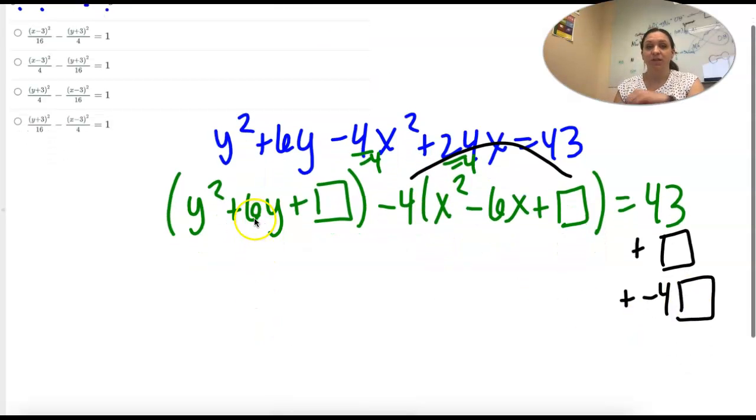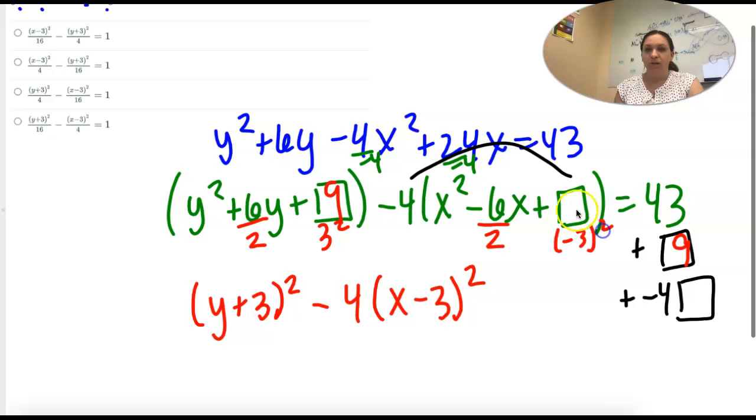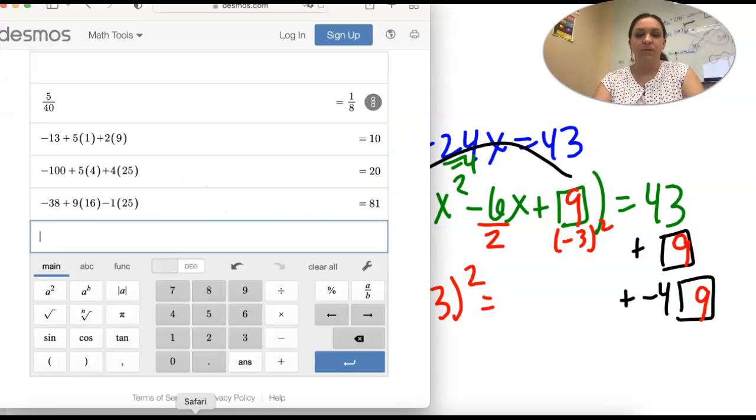Okay, let's complete the square. Divide by 2 is y plus 3 squared. Well, 3 squared is 9. Divide by 2, bring down the minus 4, x minus 3 squared. Negative 3 squared is also 9, but that time we have to times it by the negative 4. So let's do that. 43 plus 9 plus negative 4 times 9, 16.